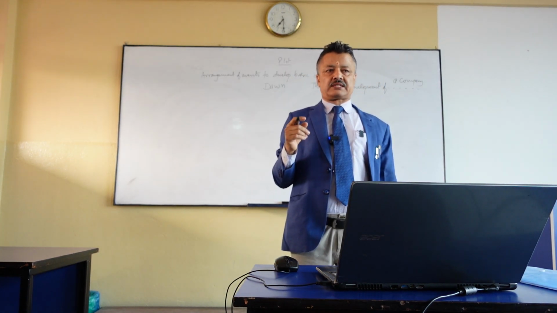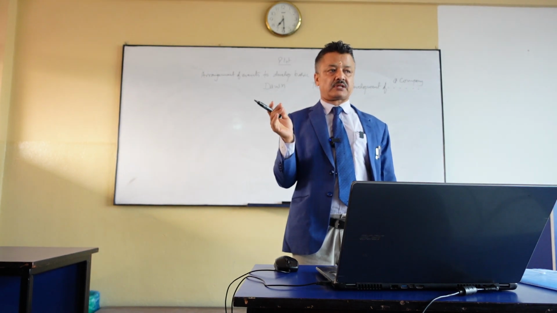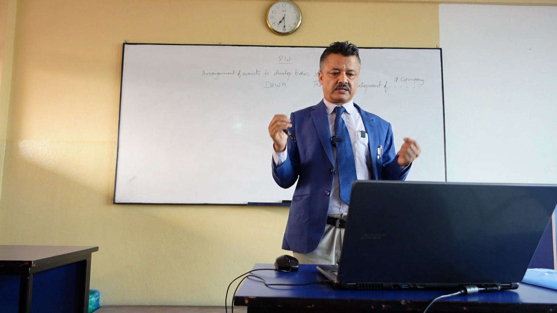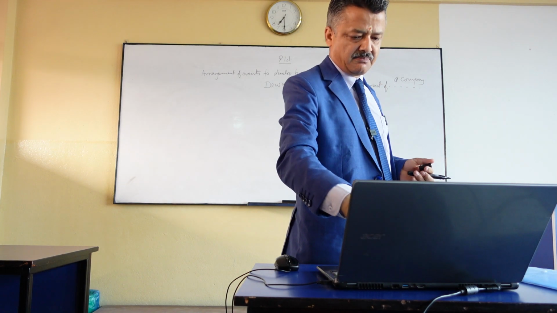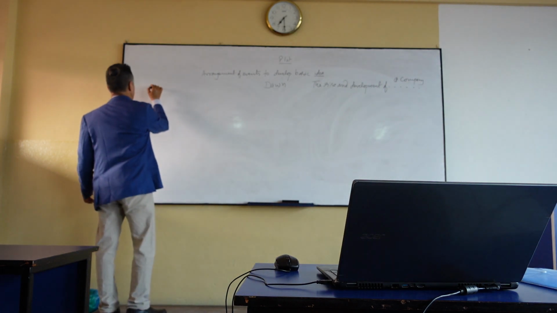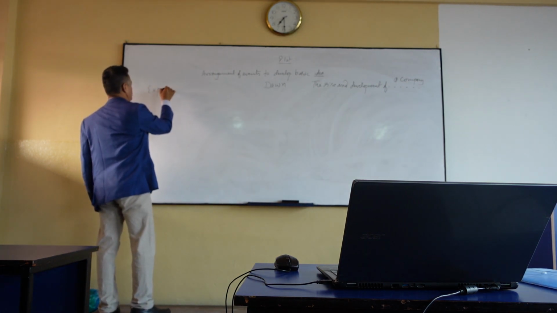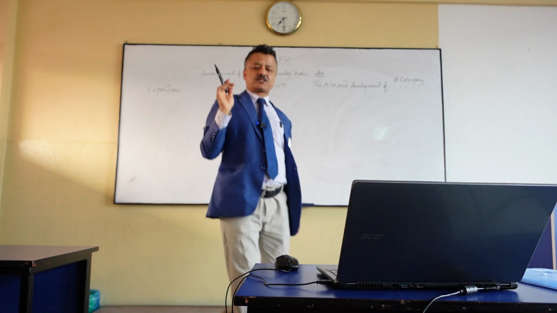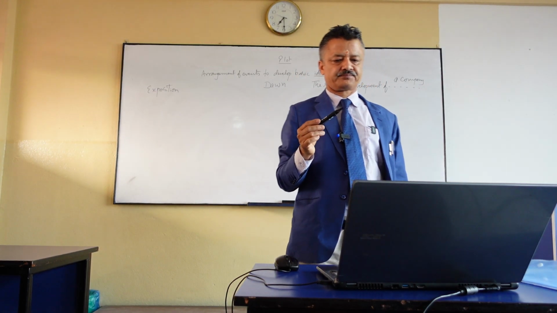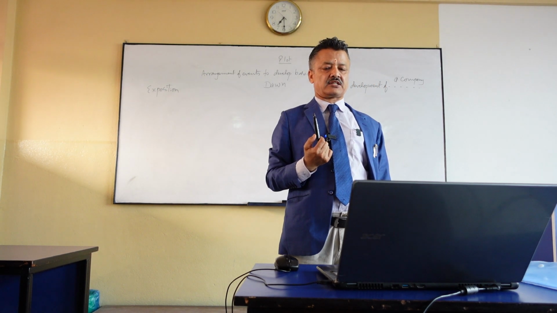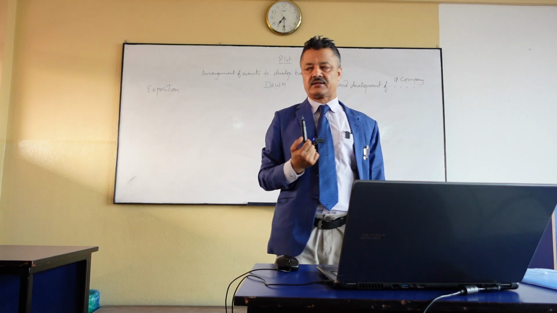So plot is a sequence of events, right? Now, what are the elements? What is the first element? Exposition. What is exposition? Someone tell me. Beginning of the story, characters, background and setting.